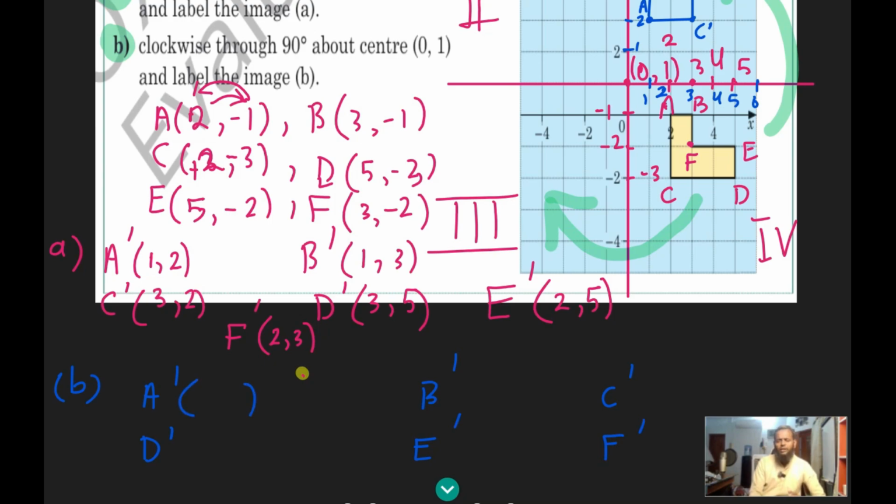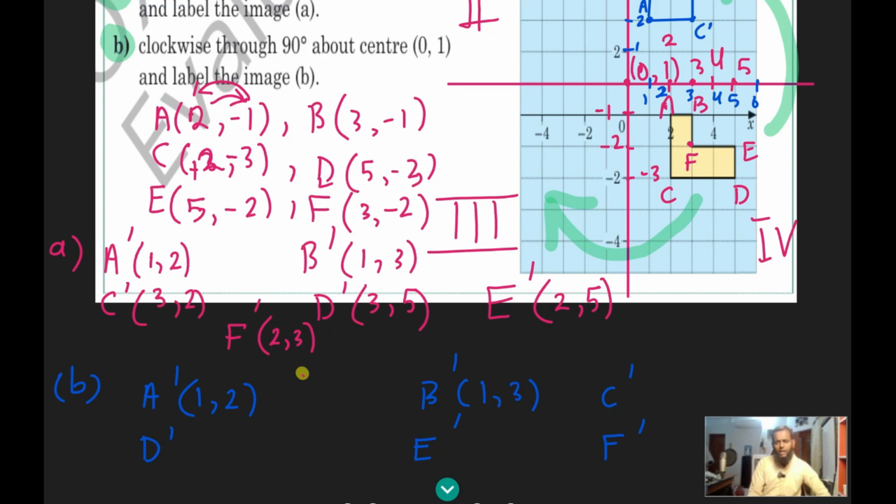We will not write the sign. And we will write the sign according to the quadrant. Our quadrant is the third quadrant. So I will change 2 and minus 1. I will write 1 comma 2. And B prime, it is 3 comma minus 1. I will write 1 comma 3.